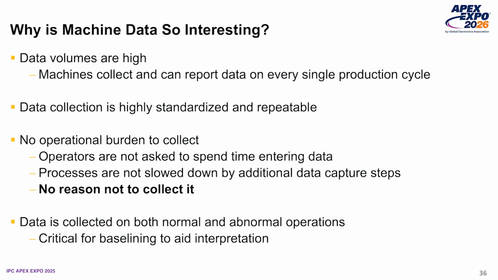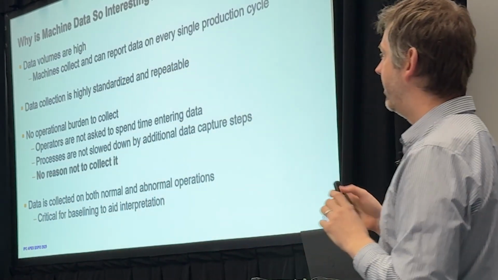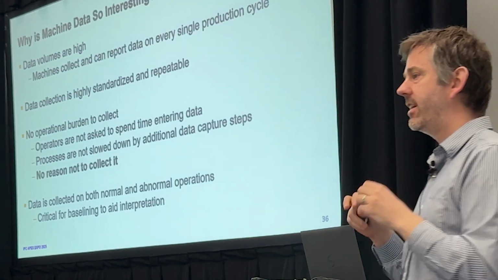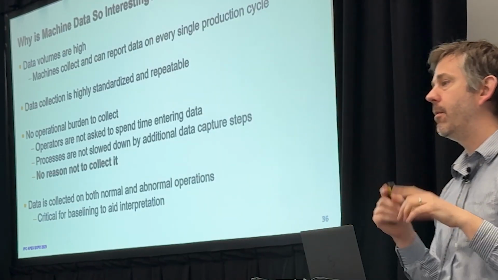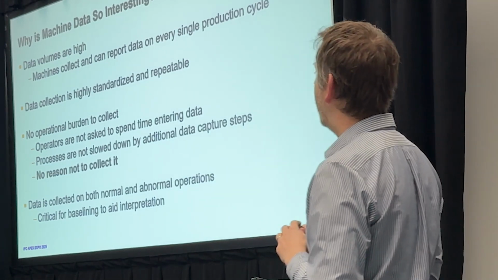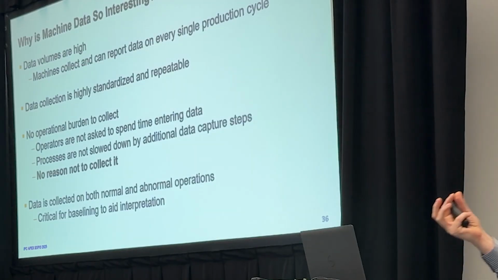So why is this so interesting? Even before AI was interesting, the interesting things have remained, and have actually gotten even more interesting. So number one is, the data volumes are high, right? Machines collect this data on every single production cycle, both normal and abnormal, which is particularly nice because this highly standardized and repeatable method of collecting data on both normal and abnormal operations can allow it to be somewhat self-baselining, right?